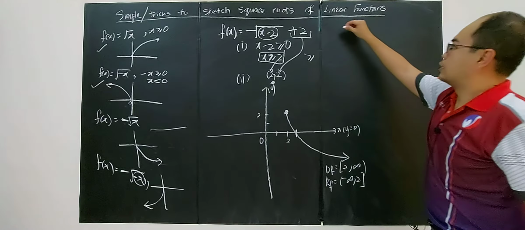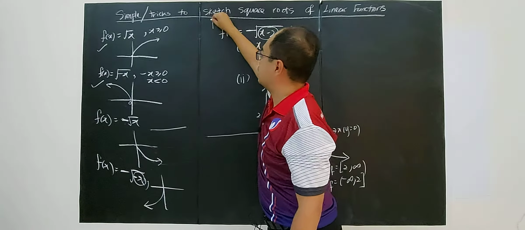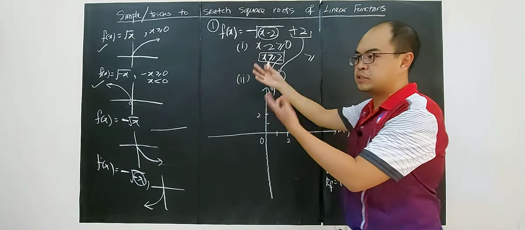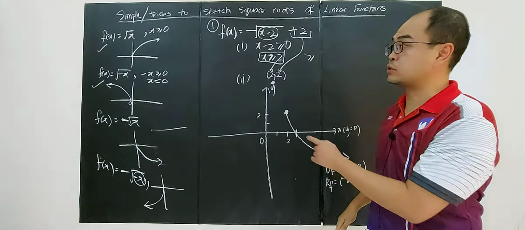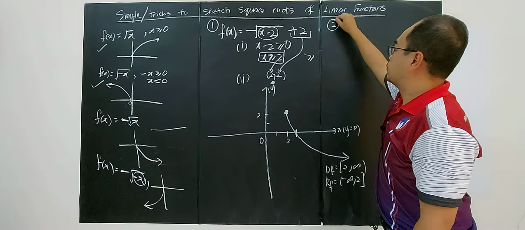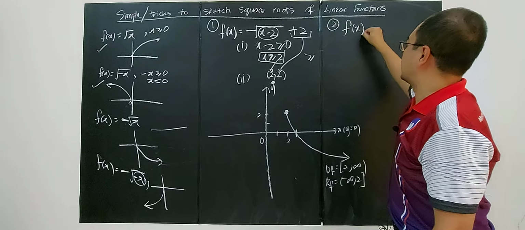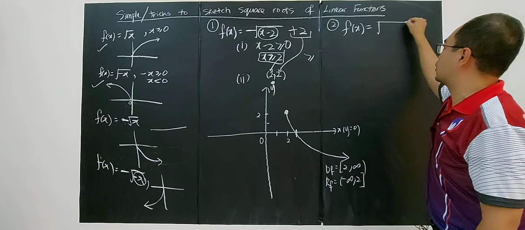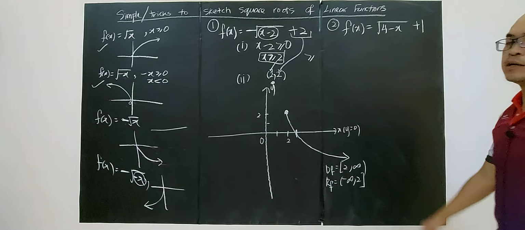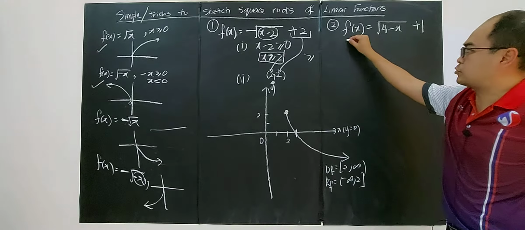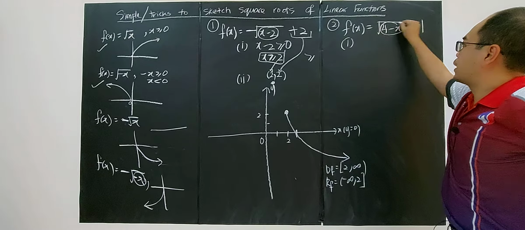So let's say, now I go for the first example. You can assume this to be your exercise. You can try first before you look at the video, right? You pause the video. So second, what if f(x) is the square root of 4 minus x, plus 1? Very simple. The simple trick here will be, number one, the domain.